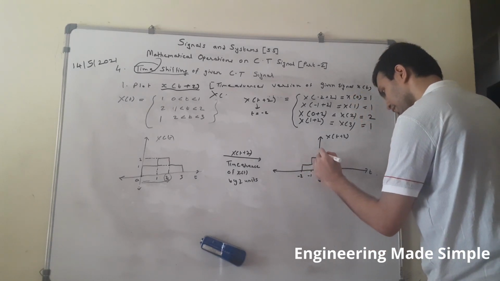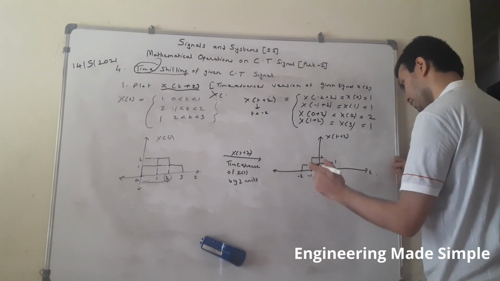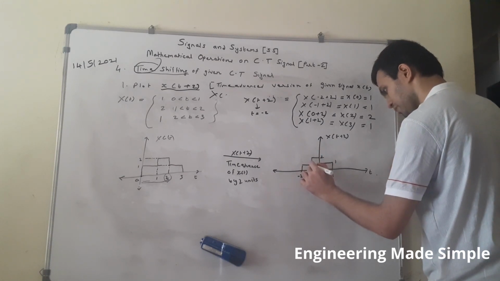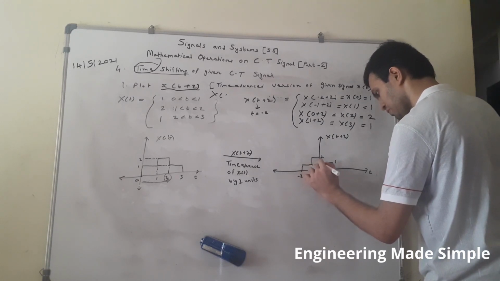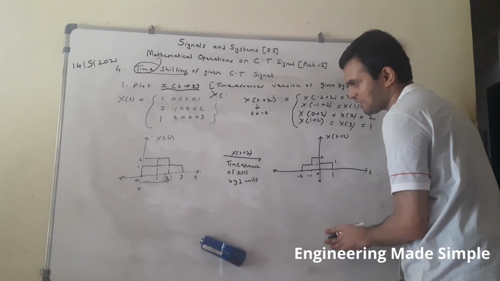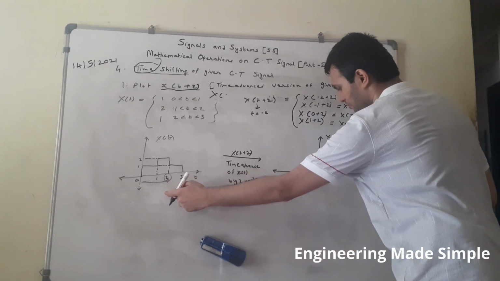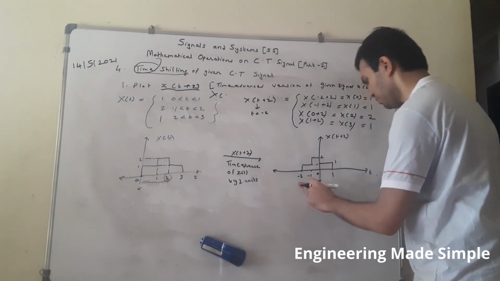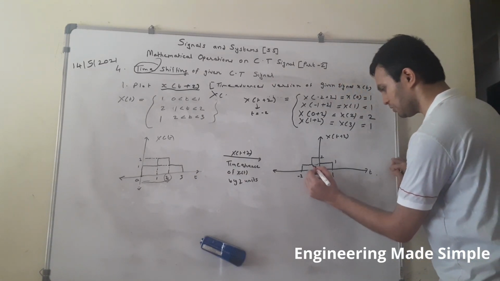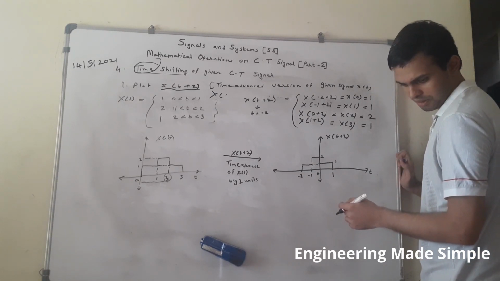So this is our signal, this is the 2 amplitude and this is the 1 amplitude line. From this example it is pretty much clear what time delay is and what time advance is. Earlier the signal was starting from t equal to 0, now it is shifted to the minus 2 point, and this is how our plot looks like. So I hope this is pretty much clear.